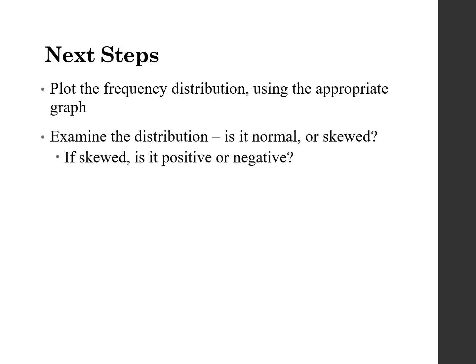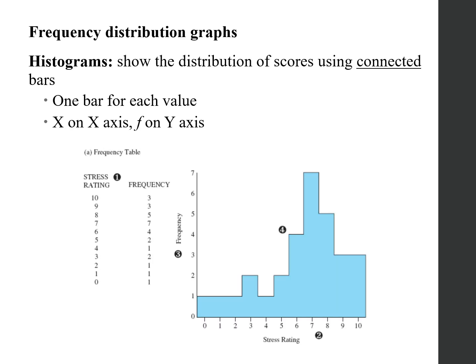Once we have our frequency distribution, we'll want to plot the scores using a graph. And we have a few different options to do this based on the data we collect. After we plot it, we need to look at the distribution of scores and determine whether it is normal or skewed. And if it is skewed, we need to determine if it's a positive or negative skew.